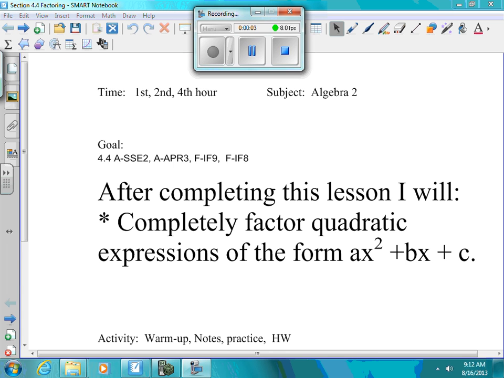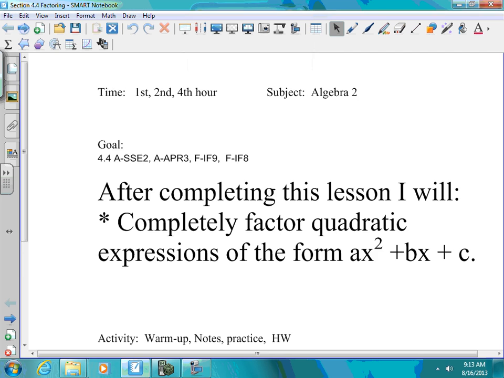Well, again, continuing with Unit 1, we are going to move on to Section 4.4 today. We're going to do more factoring. This time we're going to be factoring quadratics when A is some other number other than 1. So after today, you should be able to completely factor quadratic expressions of the form ax squared plus bx plus c.